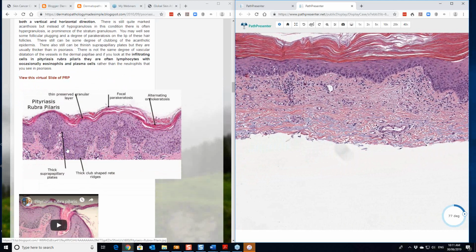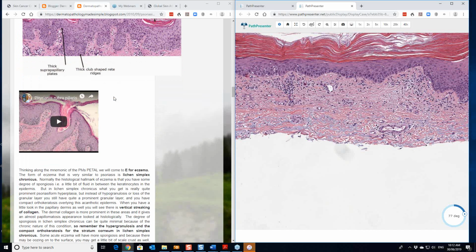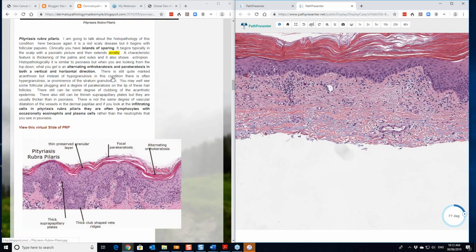So what have we got here? Thin preserved granular layer in some areas, focal parakeratosis, alternating orthokeratosis, sometimes still the psoriasiform hyperplasia with club-shaped ridges, but fairly thick suprapapillary plates. So you should be able to diagnose PRP histologically and differentiate it from psoriasis on these various criteria.